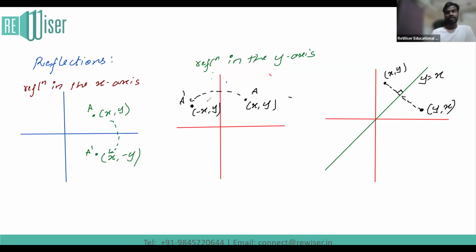And it can also have the reflection in the line x equals 1, x equals 2. Whenever we have x equals some constant, and if we are graphing it, this is always going to be a vertical line. And whenever we have y equals some constant, and if you graph it, this is going to be a horizontal line.